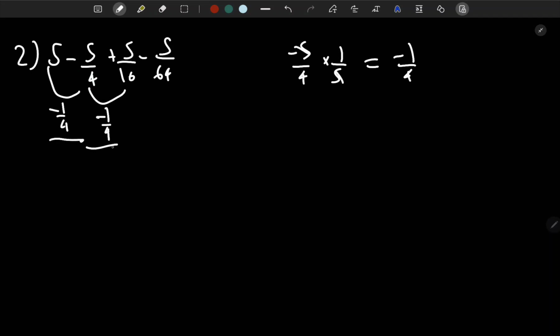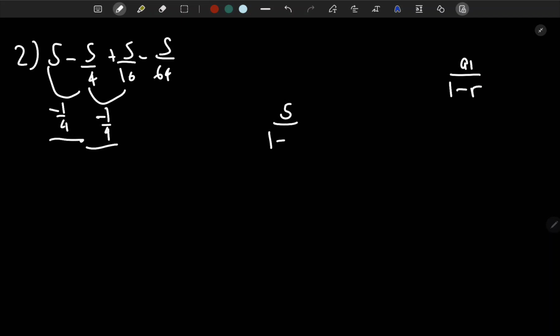So we have the constant ratio as negative 1 over 4, and we can use the formula here since its absolute value is less than 1. Always remember that to find the sum. So the first term is 5 over 1 minus r. Let me actually write the formula over here: a1 over 1 minus r. So there is a minus in the formula, and the ratio is minus 1 over 4. So it will be 1 minus minus 1 over 4, and these two can be added, and this will be 5 over 5 over 4, which is equal to 4. So the sum to infinity is equal to 4, and it converges.